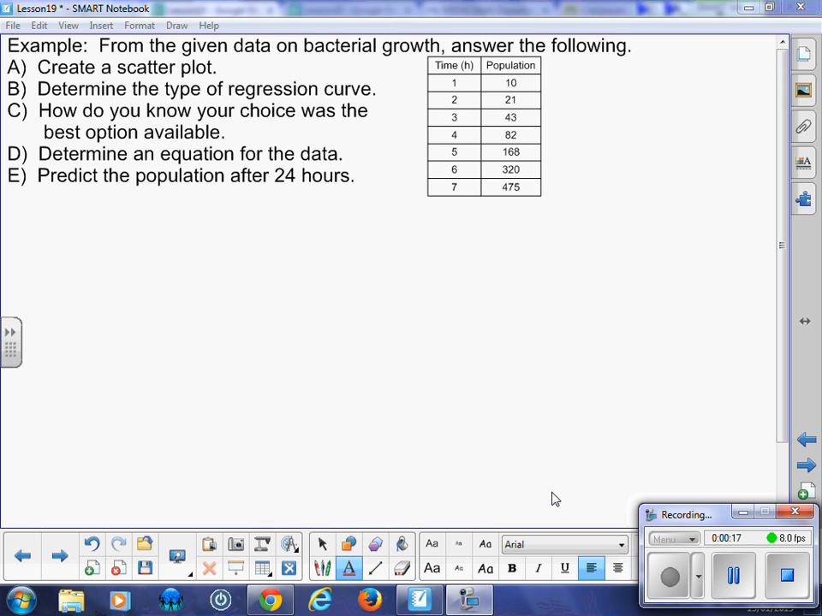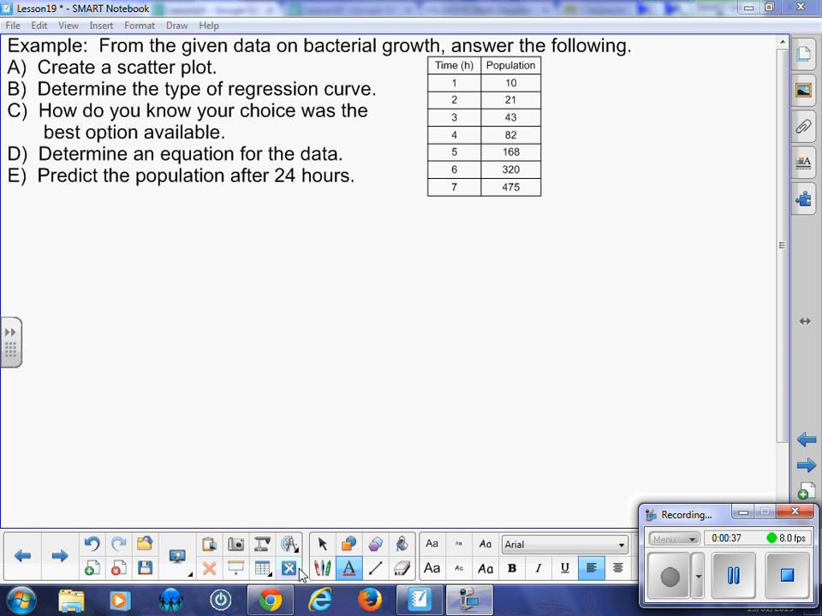Okay, so first example. For the given data on bacterial growth, we want to answer the following. So we want to create a scatter plot. That doesn't change how you do that. Determine the type of regression curve. So that takes a little bit of thought, but the spreadsheet is so nice because it allows you to flip through and pick the best possible option.